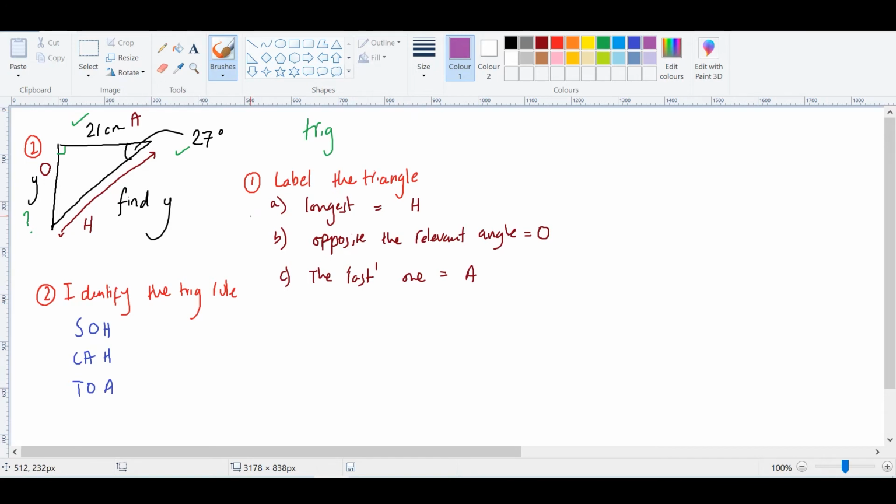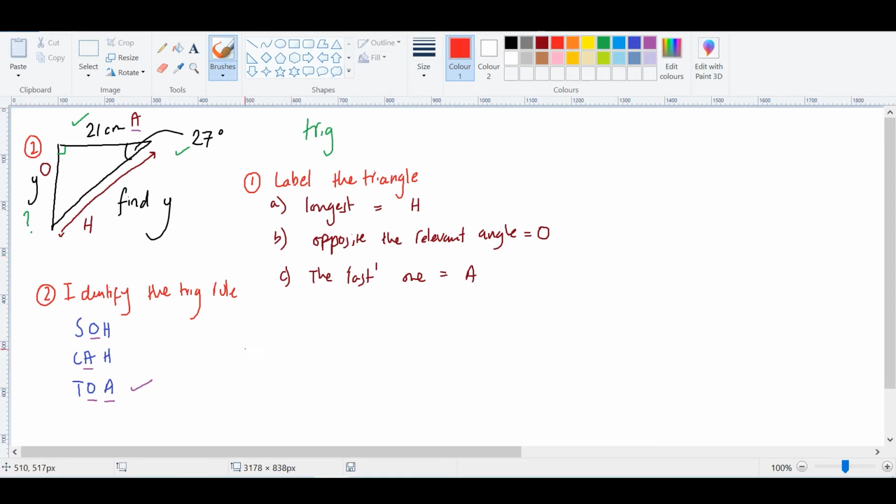Okay. Now, how do we identify the rule that we need? Well, firstly, we look at what we've been given. We've been given the adjacent, so we underline all the A's. And then we underline what we need to work out, which is opposite, because Y is the opposite, so we underline all the O's. The rule which has two things underlined, that's the one that we need. So this one's got both things underlined, so we use that rule.